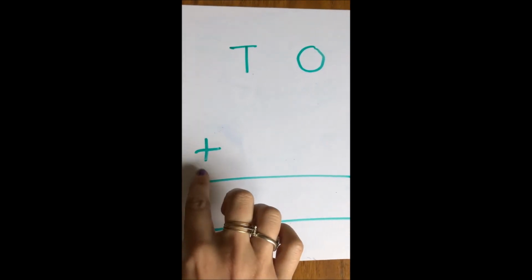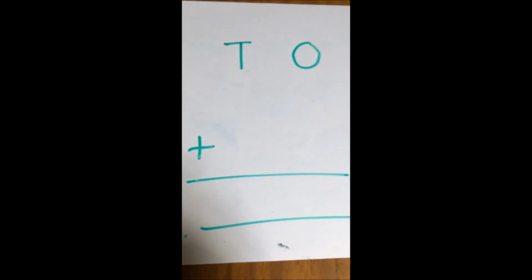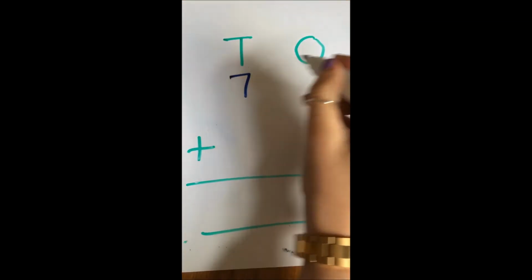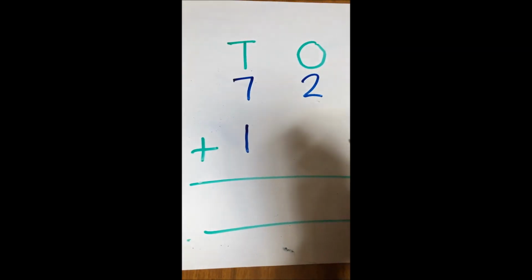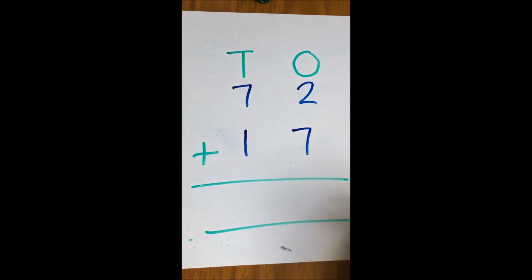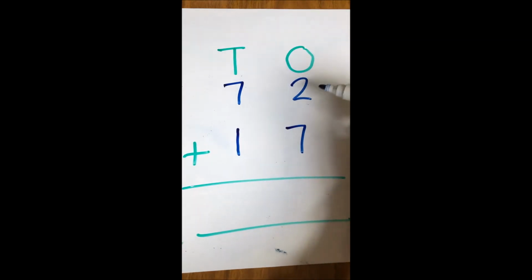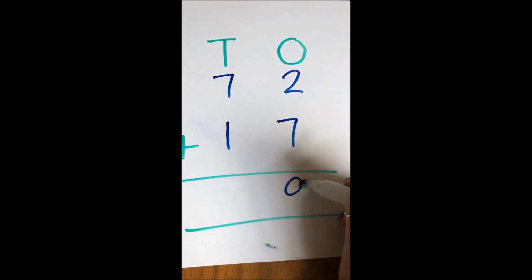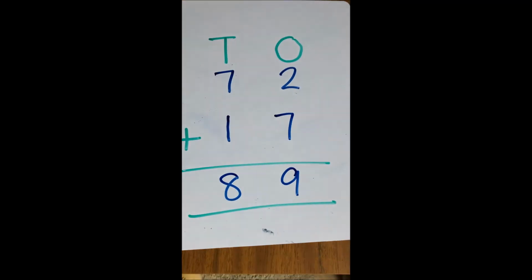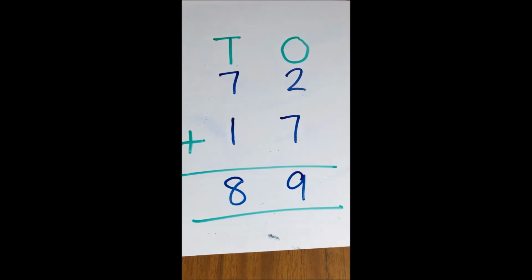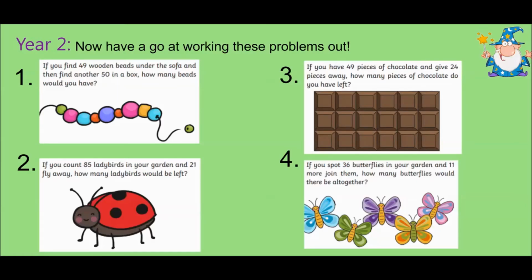This time we're doing an addition problem, so I've put an addition sign there to remind me. We're doing 72, 7 tens and 2 ones, plus 17, 1 ten and 7 ones. Again, we start with the ones column, so 2 plus 7 equals 9, 7 plus 1 equals 8, 72 plus 17 equals 89. Now pause the video and have a go at working these problems out. Remember to look for the numbers and the key vocabulary to help you.